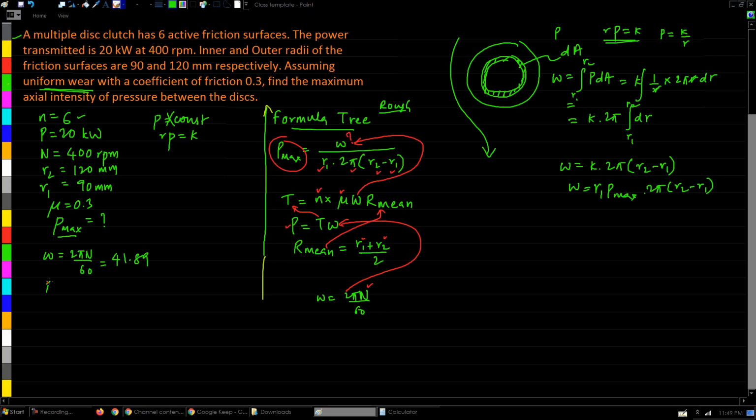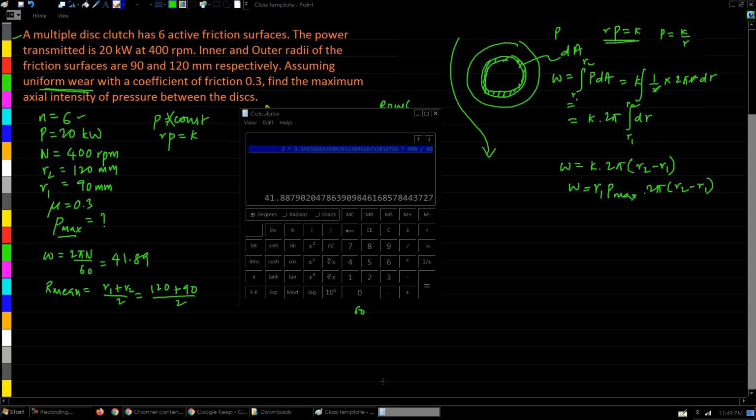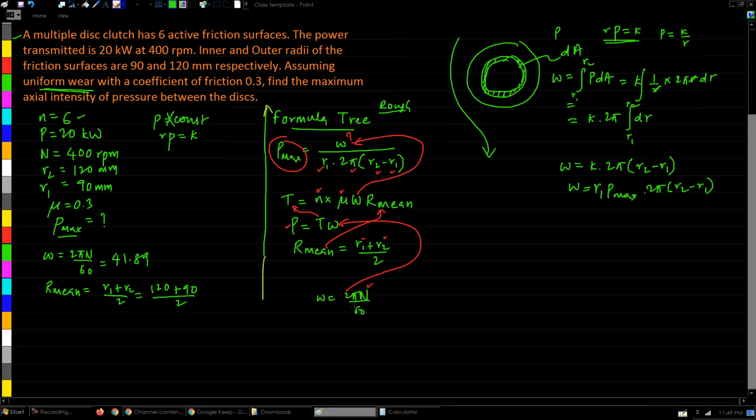Next we have to find the value of R mean. Let us see, R1 plus R2 by 2. And we know both the radii, 120 plus 90 by 2. Let us see what we get. The average value here is 105, and that's in mm. If you convert this into meters, this is what we get. So we found the R mean value.